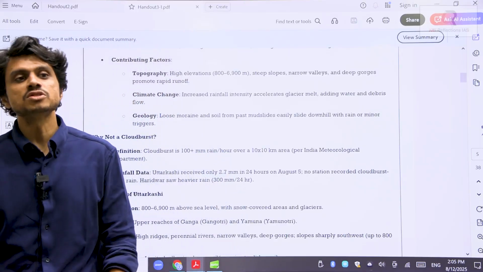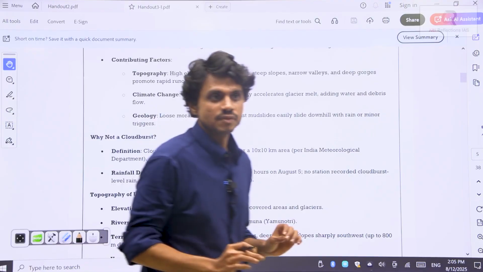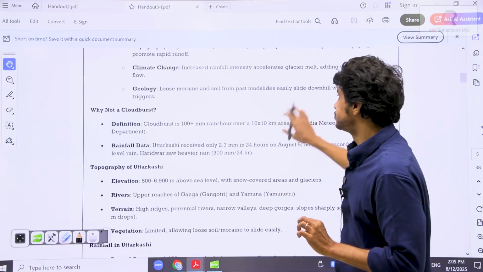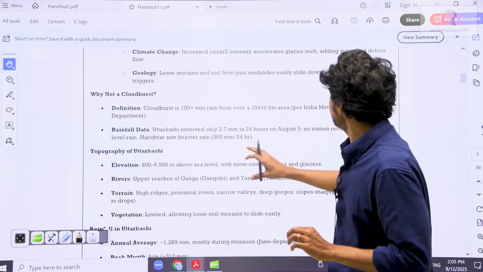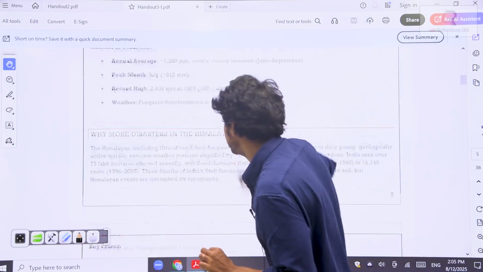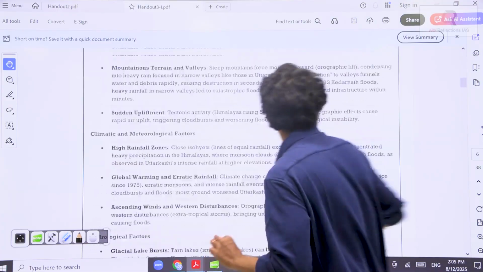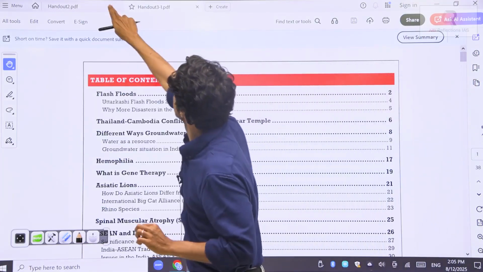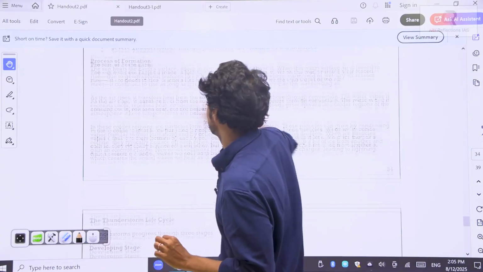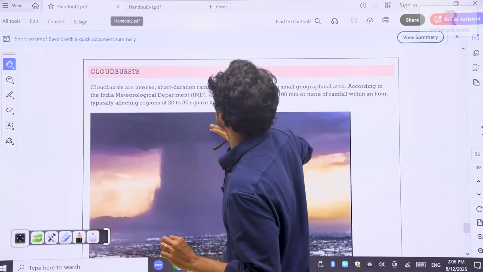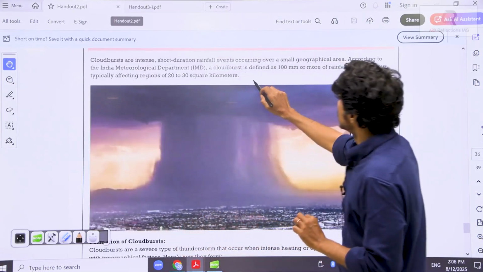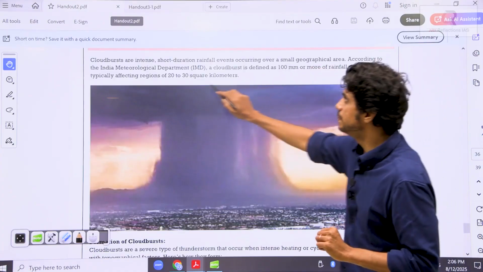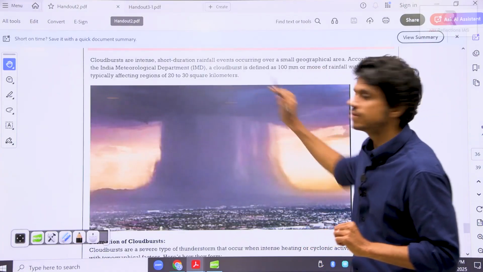See, cloudburst means, in a short span of time, according to the IMD, okay, there is a definition. The definition is in a short span of time. Let me give it here clearly. So cloudburst is defined as 100 mm or more rainfall within an hour, typically affecting regions of 20 to 30 square kilometers.